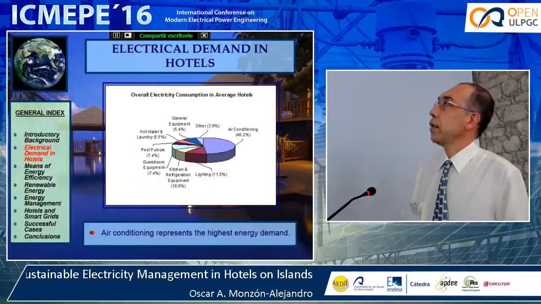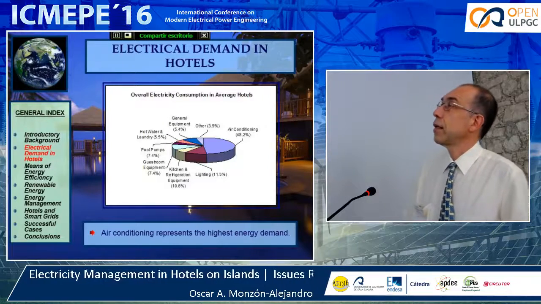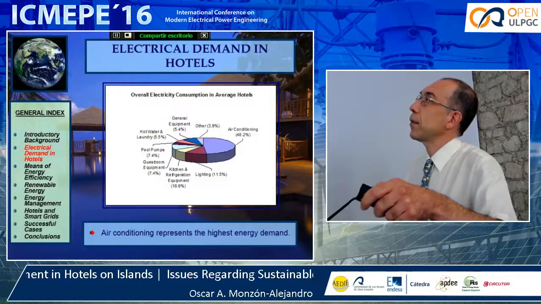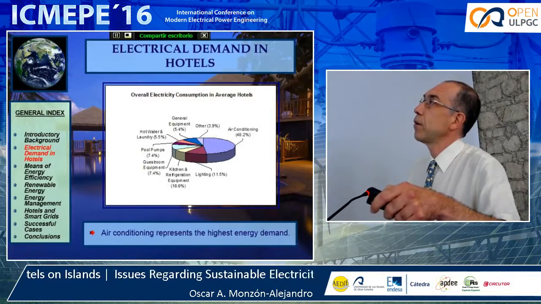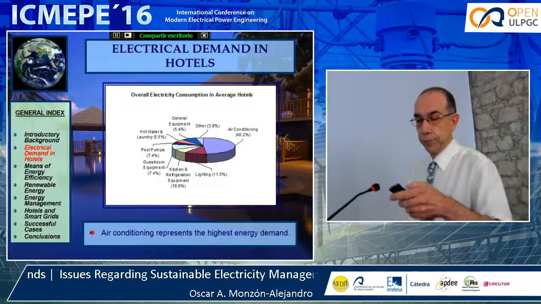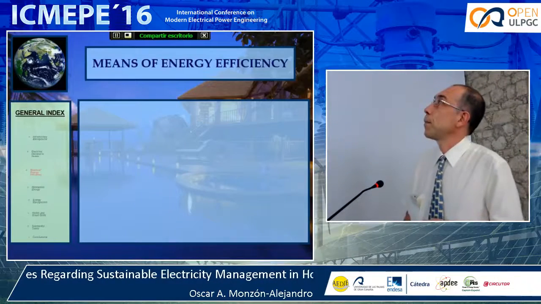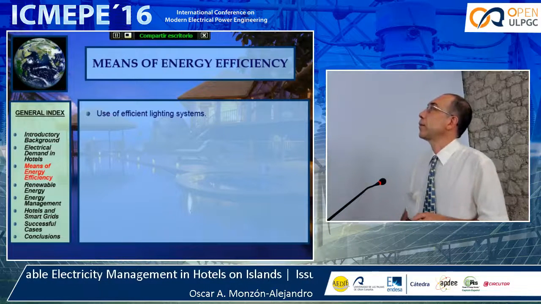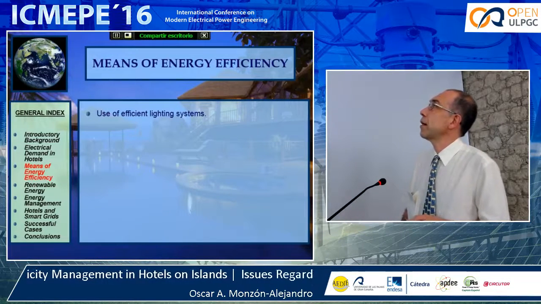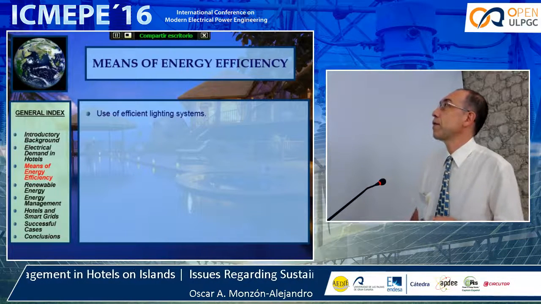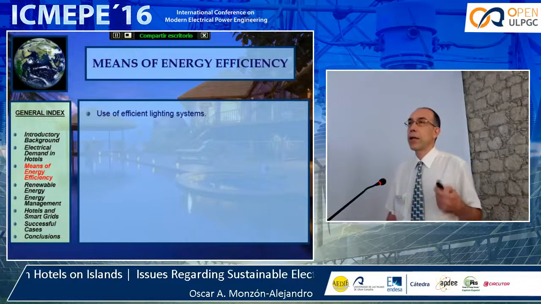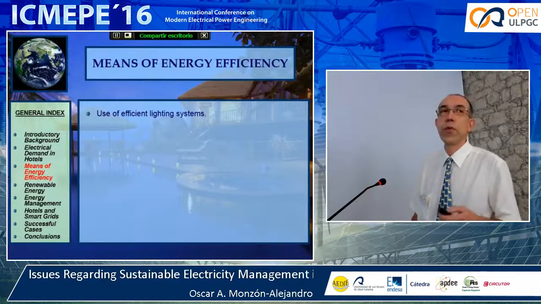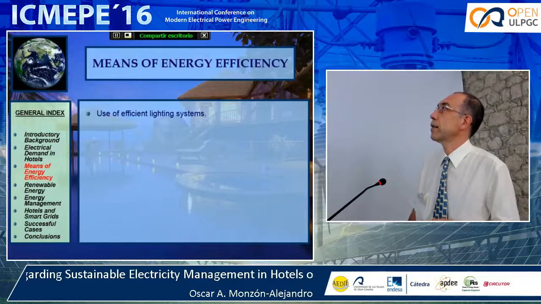Regarding the electrical demand in hotels, we can see in the chart that about half of the total consumption is demanded by the air conditioning system, followed by the lighting systems. As energy efficiency measures, we can say that the use of efficient lighting systems is the quickest, cheapest way to improve the efficiency in hotels.